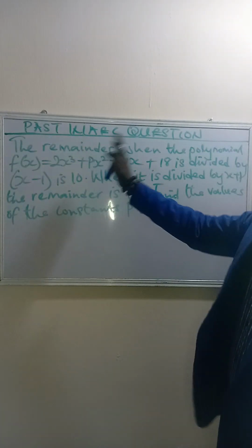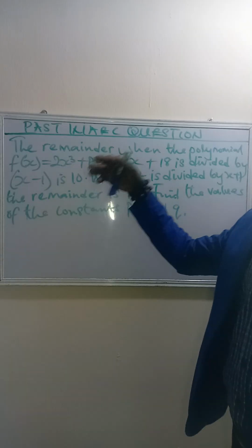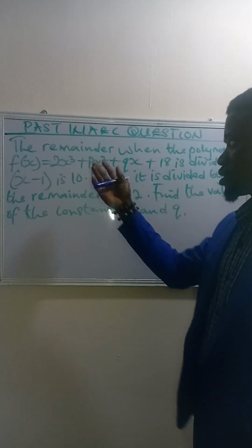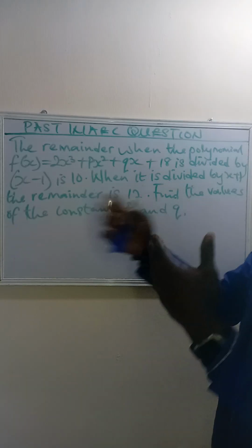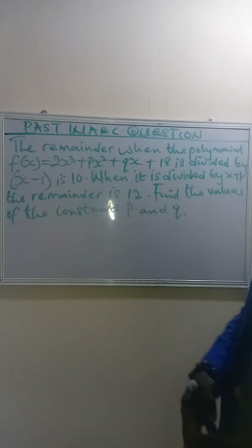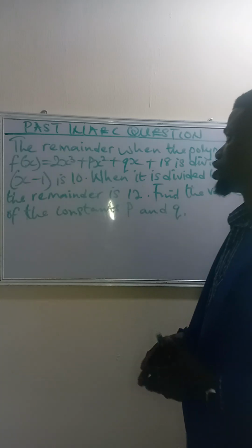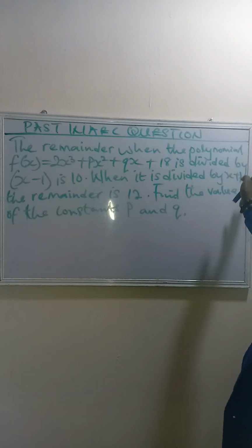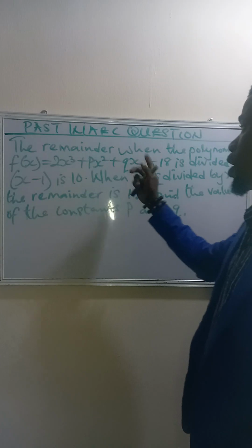Okay, let's take this one as the last example under polynomial. Don't forget we started with addition, subtraction, division, and multiplication, and this last example under polynomial is one of the WAEC questions.